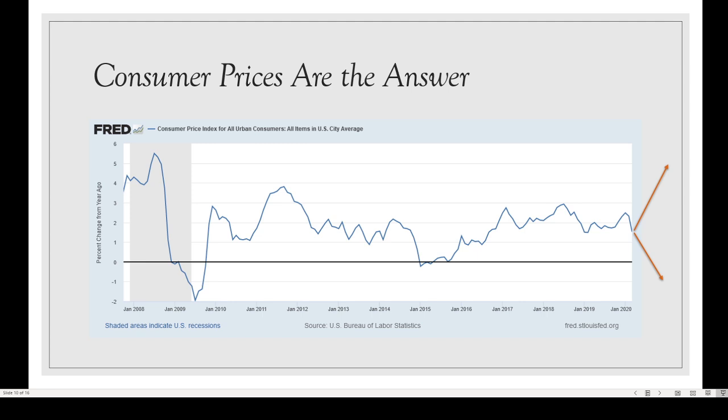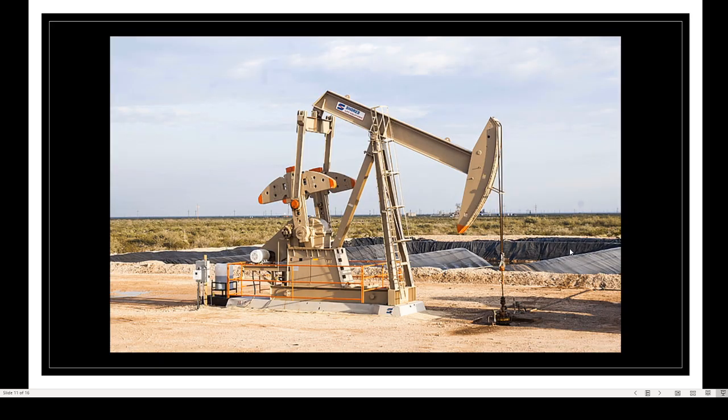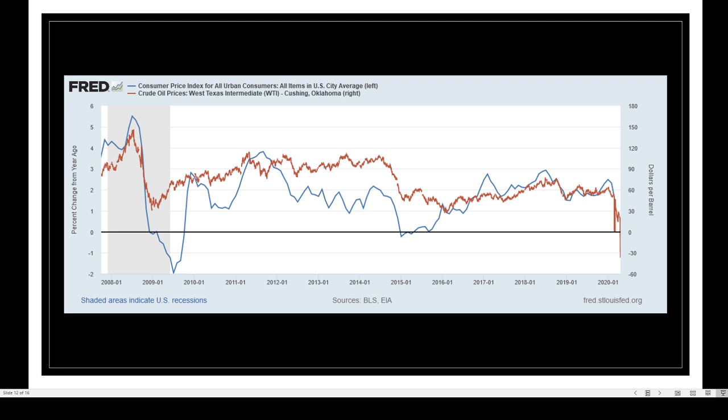To answer that question, we need to know where consumer prices are headed. Are consumer prices headed higher, which many believe, or are they headed lower? Well, to know the answer, we just need to look at the price of crude oil, because there's a unique relationship between the price of crude oil and consumer prices. When we chart the consumer price index on a year-over-year basis against the price of crude oil, you can see that consumer prices follow crude oil.